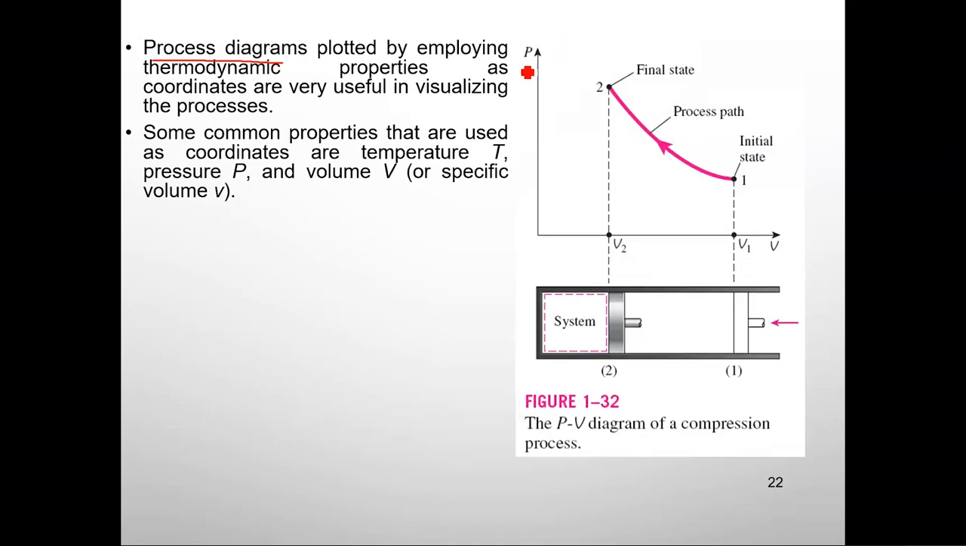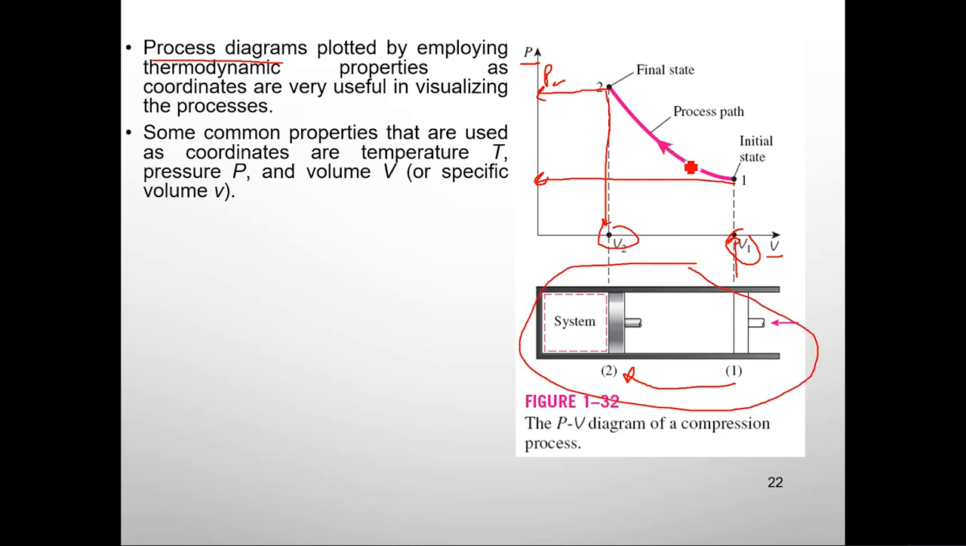You have these property diagrams in which one axis is one of the properties, the other axis is the other property. So at state 1, you have a specific volume and the corresponding pressure P1. As you move the system from one state to another state, you have the volume reduced to V2, and simultaneously you have the pressure increase to P2. So even if I don't have this schematic available to me and only the diagram is available, with the direction of the process path given, I can fairly realize the physical process that has taken place. Clear? So you would be very frequently using the property diagram or the process diagrams to map the process that has actually taken place. Clear enough?